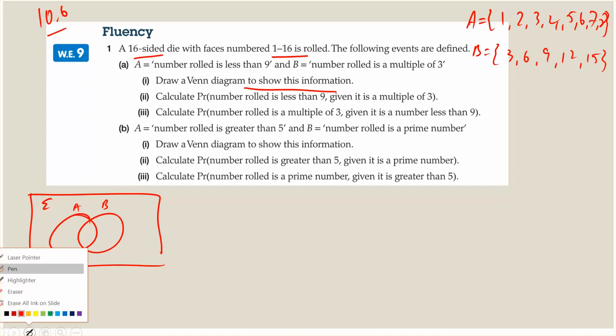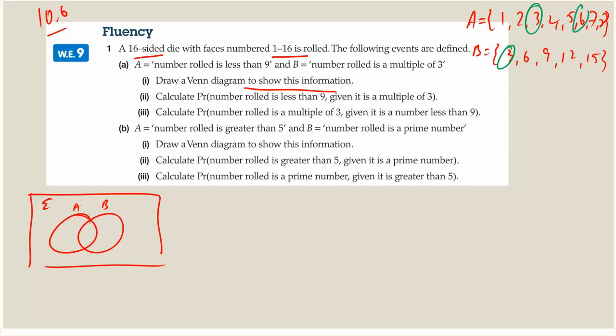Now, what do these two events have in common? Because we know they're not mutually exclusive. We know that 3 is in common, 6 is in common, and I believe that's it. Okay, so 3 and 6 go in the middle.